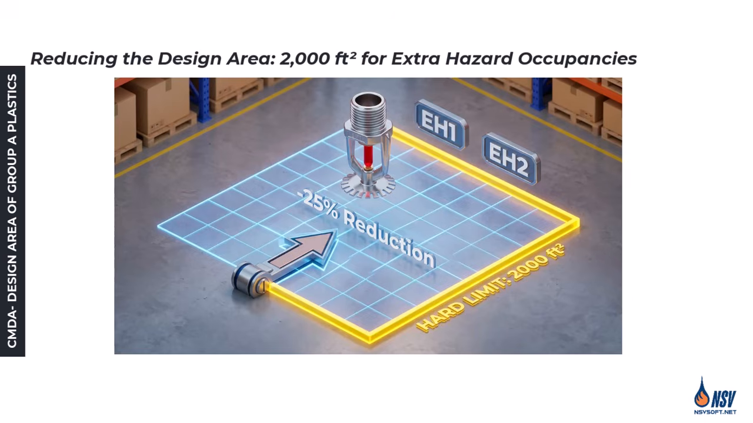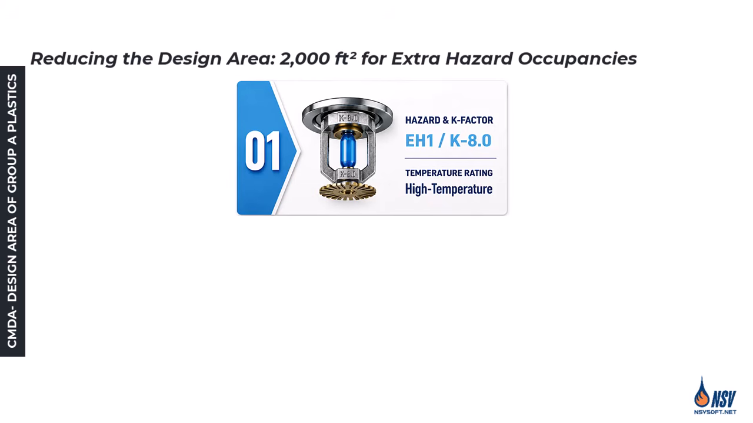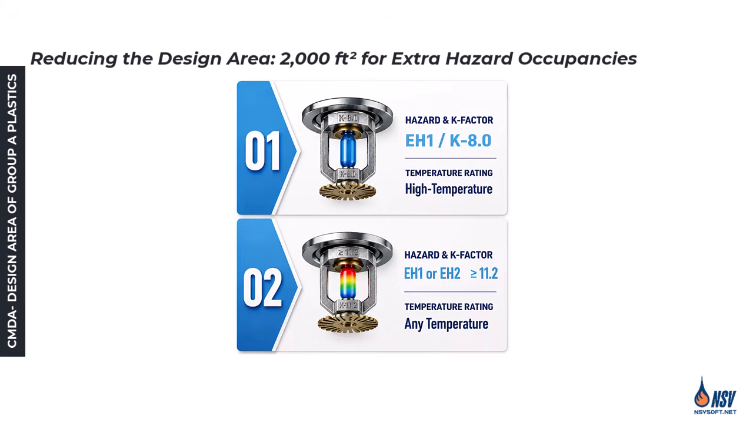We can apply this reduction in two scenarios. First, when using K8 high-temperature sprinklers for extra hazard Group 1, and second, when using sprinklers with a K factor of 11.2 or larger, regardless of their temperature rating. This means, for an extra hazard Group 1 density requirement, we can apply a 2,000 square foot design area by utilizing high-temperature K8.0 sprinklers or K11.2 sprinklers of any temperature rating. For an extra hazard Group 2 density, we can apply the same 2,000 square foot reduction by using K11.2 sprinklers with any temperature rating.